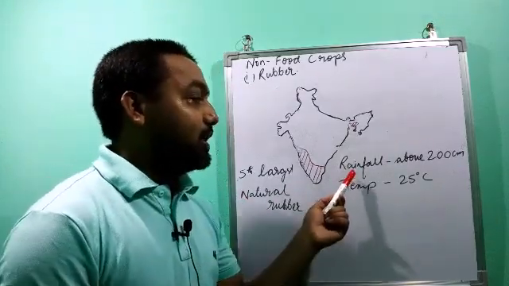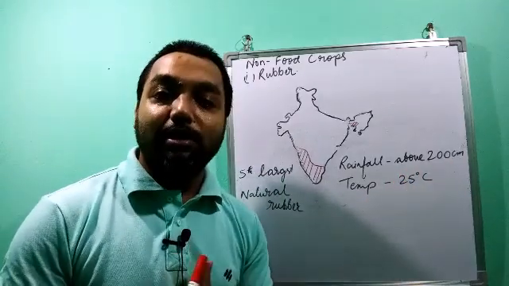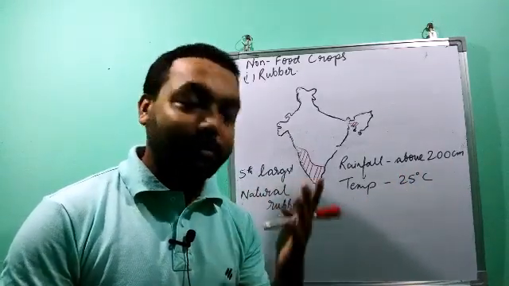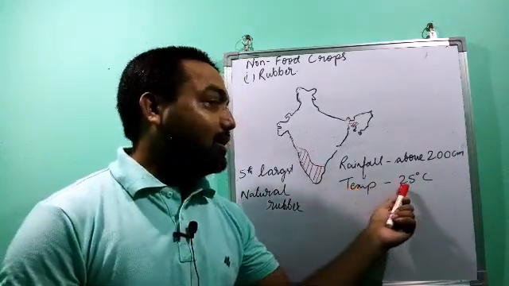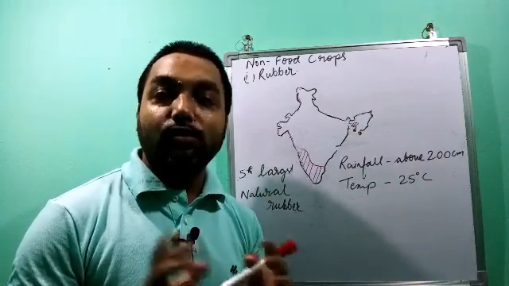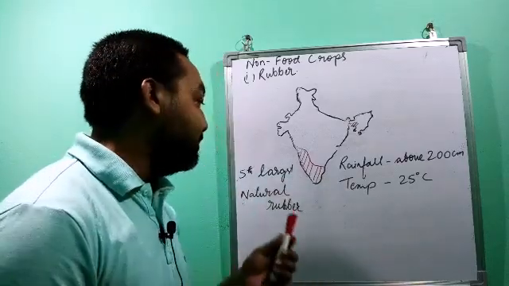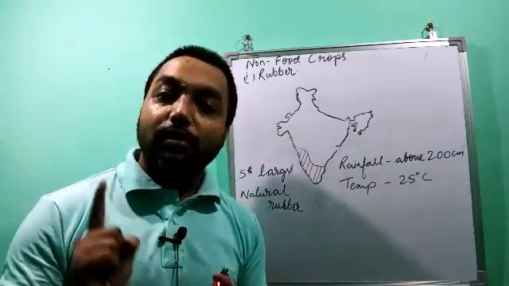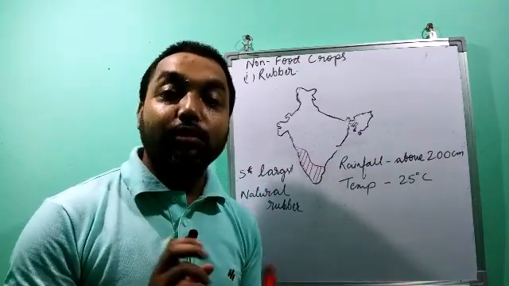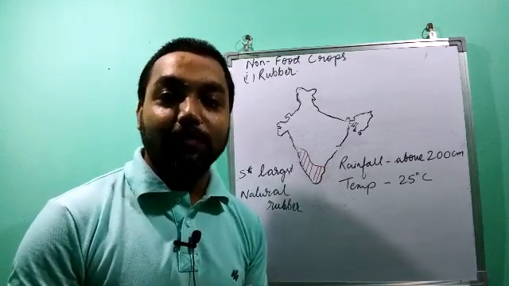Its climatic condition is that it needs rainfall of above 200 centimeters, and a temperature of 25 degrees Celsius throughout the year. So it grows well in those areas where temperature is high and rainfall is also very high. Next, India is the 5th largest country in the world to produce natural rubber. Nowadays, rubber is also produced artificially.